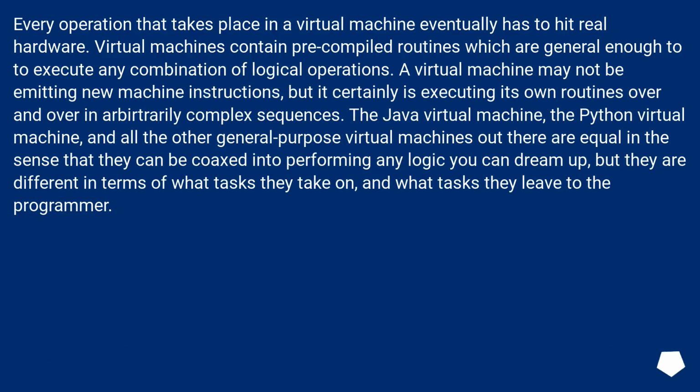Every operation that takes place in a virtual machine eventually has to hit real hardware. Virtual machines contain pre-compiled routines which are general enough to execute any combination of logical operations. A virtual machine may not be emitting new machine instructions, but it certainly is executing its own routines over and over in arbitrarily complex sequences. The Java virtual machine, the Python virtual machine, and all the other general-purpose virtual machines out there are equal in the sense that they can be coaxed into performing any logic you can dream up, but they are different in terms of what tasks they take on, and what tasks they leave to the programmer.